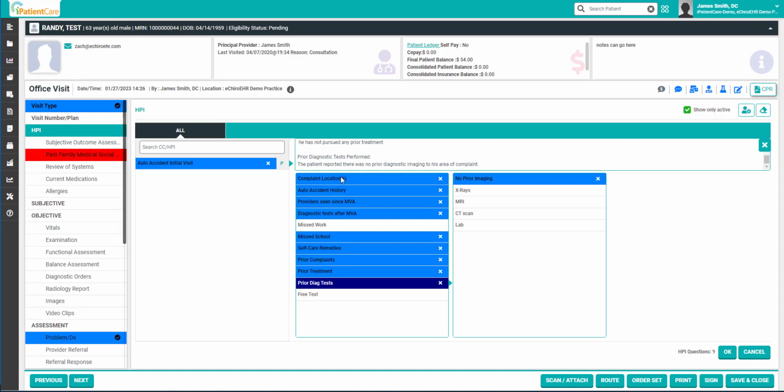And so you'll see that the system, as we've talked about, works from top down and left to right, and it allows you that opportunity to sequentially meet the needs of all the requirements of that particular aspect of the note, and in this case, the history of present illness.